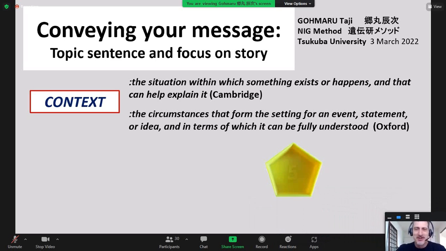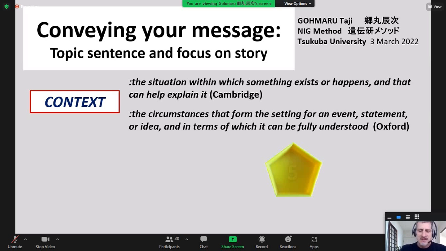I think you know context. Even in Japanese, we use the word "konteksto" because there's not a really good Japanese word for it. You can see here the Cambridge Dictionary has defined it as the situation within which something exists or happens, and that can help explain it. And this last part is really important for context: in order to deeply understand a concept, we need to understand the situation in which it is happening.